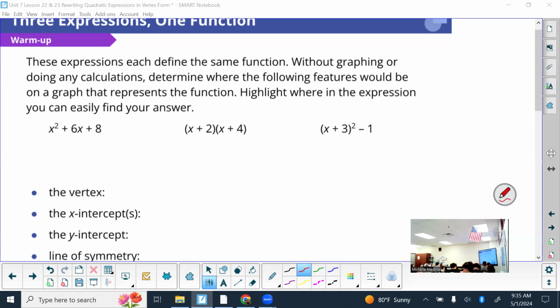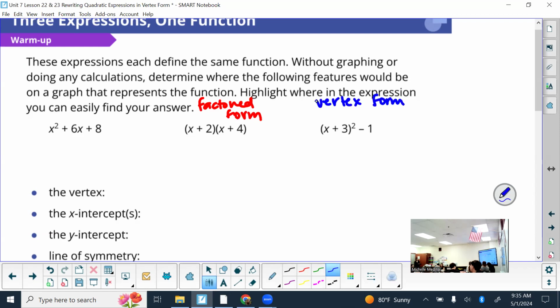In factor form, it's actually easier to see what class? The zeros, which is another word for x-intercepts. So this one won't easily tell me the vertex. Table 7, which one of these others would tell me the vertex pretty easily? The third one, because it's in vertex form.